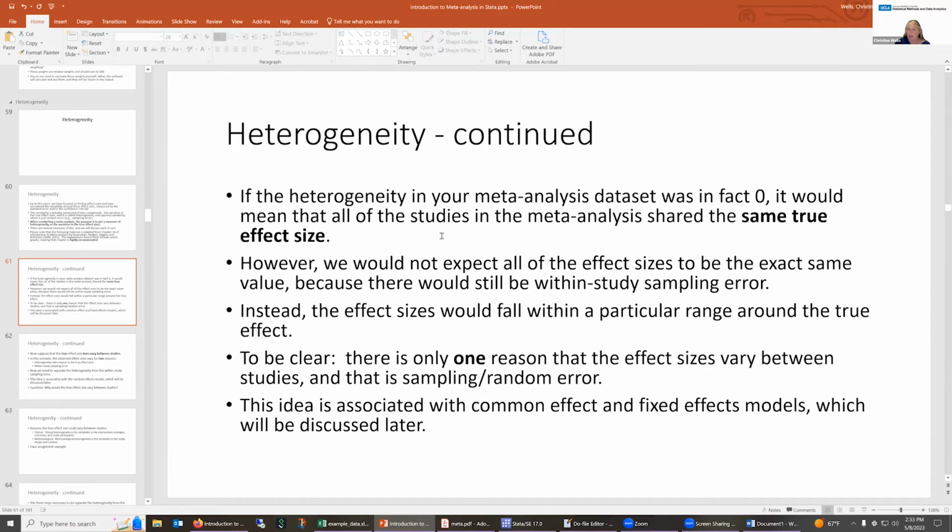Instead, your effect sizes that you observe are going to fall within this particular range around this true effect size. So here, there's only one reason that your effect sizes vary, and that's your random error or your sampling error, whatever you want to call it. This idea is associated with common effect and fixed effects models, and we're going to discuss those a little bit later. But you need to keep in mind that the only thing that's moving around in these kinds of models is your sampling error. Okay.